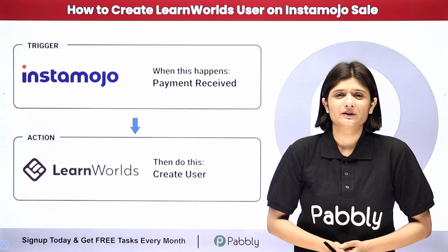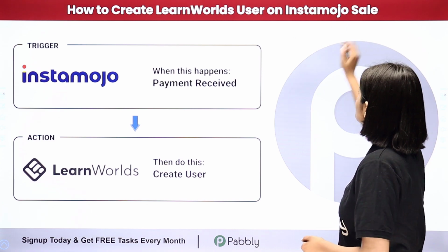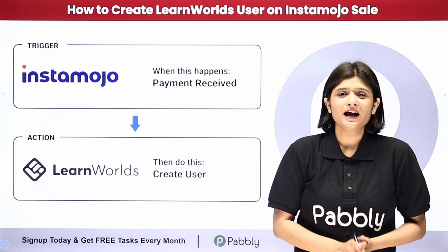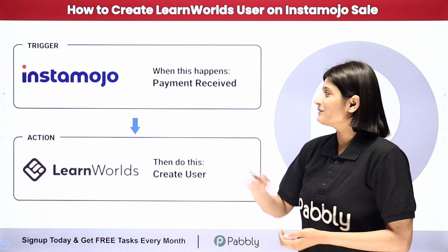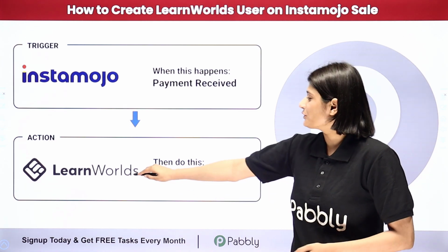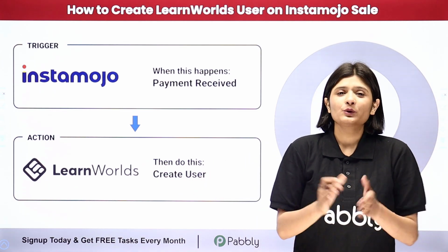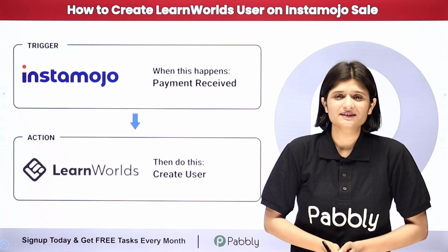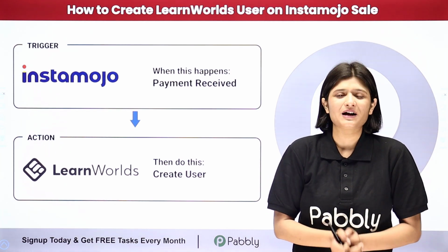In this video, we are going to learn how to create LearnWorlds user on Instamojo sale. So let's suppose I am running an online education platform and I am collecting all my payments with the help of Instamojo. Now I want that whenever I receive a new payment, a user should be automatically created in my LearnWorlds. Doing this manually will be a very time consuming task, so I am going to completely automate this process, and to do this automation I am going to use Pably Connect.